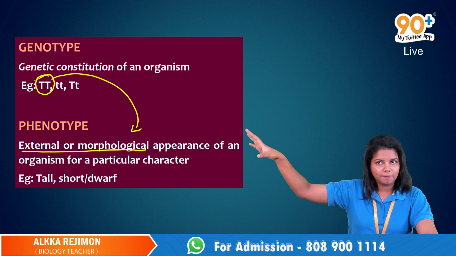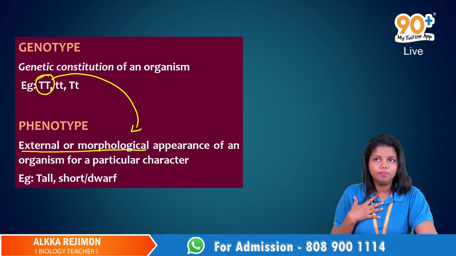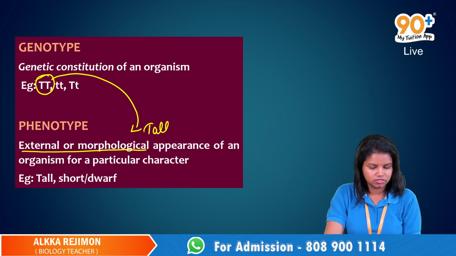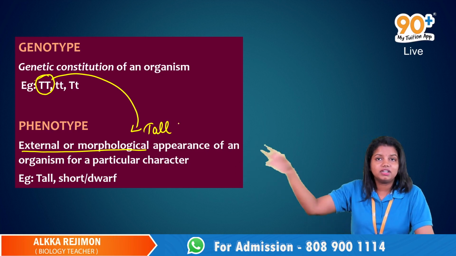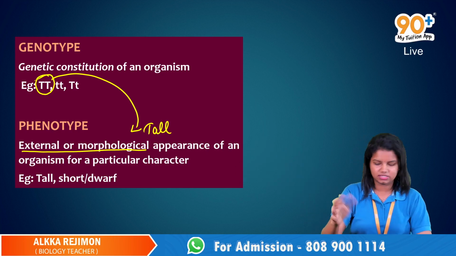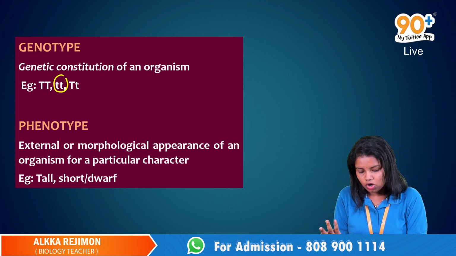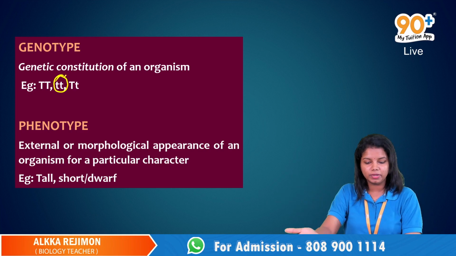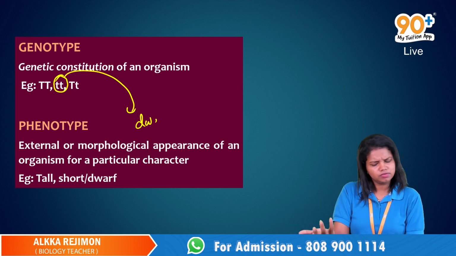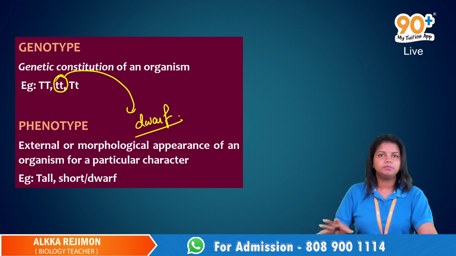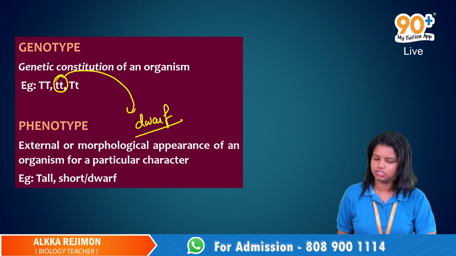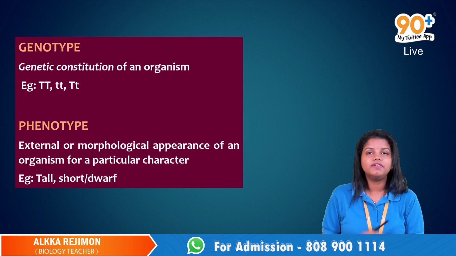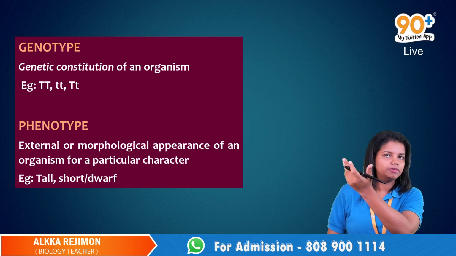So if I have capital T in my chromosome, then I would be a tall species. Okay, that would be a tall species. So tallness is the phenotypic expression of capital T. And if small t is the genetic composition in my body, then my physical appearance would be dwarf or short. So that's how genotype and phenotype are completely different from each other. These have been asked as definitions. You can define it and give an example, or differentiate genotype and phenotype.